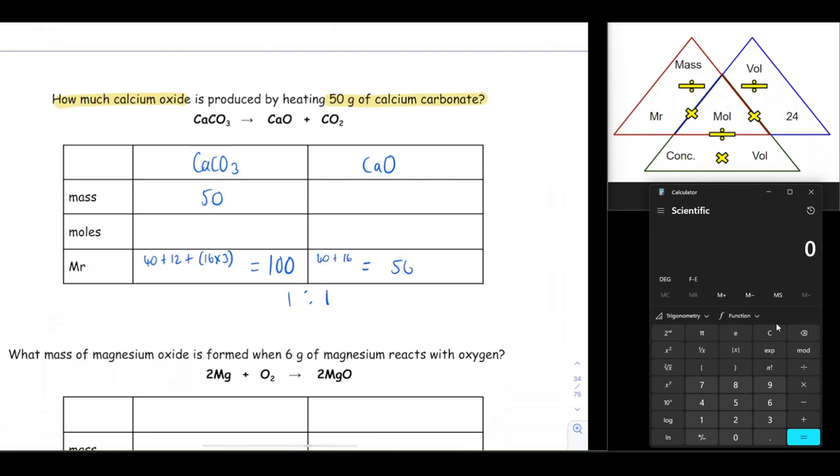It gives us 56. So 50 divided by 100 gives us 0.5 or half a mole, 1-to-1 ratio. So if I've got half a mole over here, I must have half a mole over here. So I times by 56. That gives me 28 grams of calcium oxide.